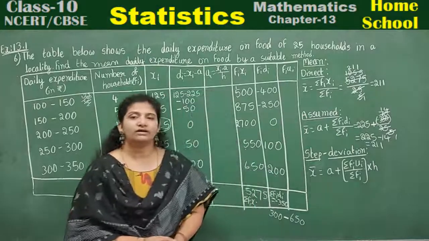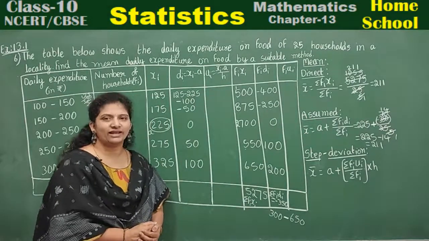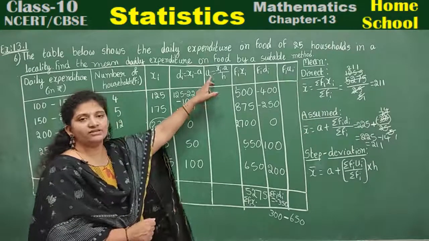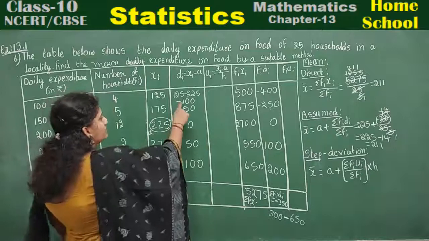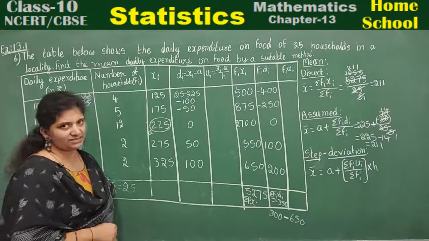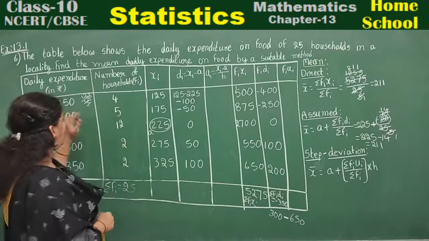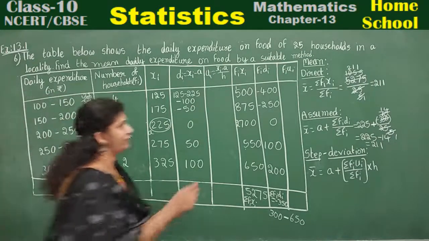Let's go with the third method, step deviation method. We need to calculate Ui. Ui means xi minus a by h. Xi minus a is already there. What is h? H is the class size. How are we going to get it? Upper limit minus lower limit. 150 minus 100 is 50.